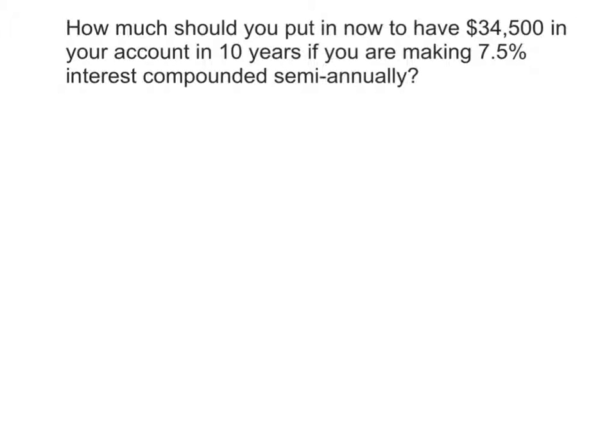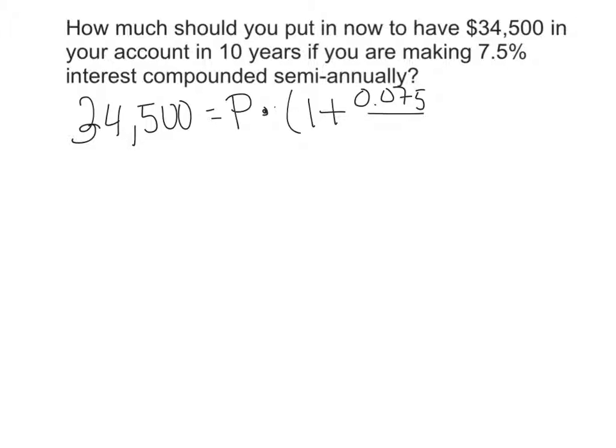However, if we're going to write this out, you should get 34,500 equals a principal times 1 plus 0.075, don't forget the 0 in there, over 2, all raised to the 2 times 10 power, because we're doing it for 10 years semi-annually, which means twice a year. That means there's 20 compounding periods.